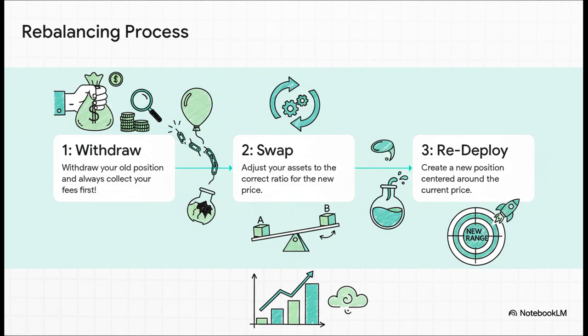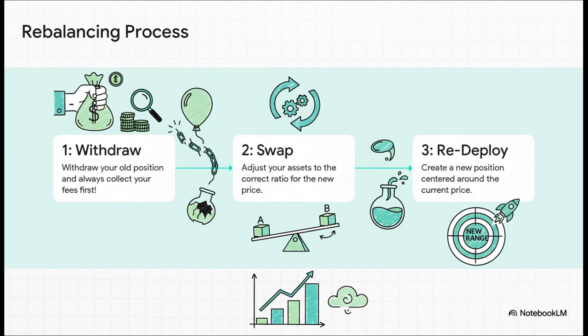So what do you do instead? You rebalance. It's a really simple 3-step process. First, you withdraw your position. And hey, don't forget to collect any fees you've already earned. Second, you swap your tokens so you have the right 50-50 mix for the new price. And third, you just create a new position with a new range right around that new current price. See, it's a calm, logical process.